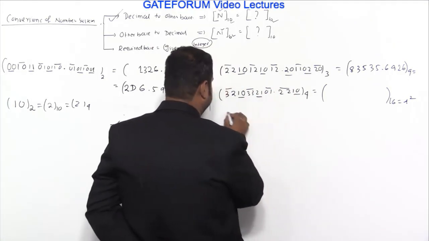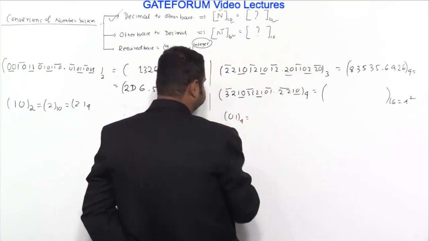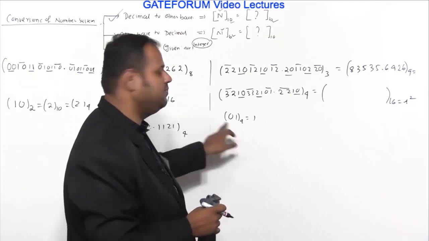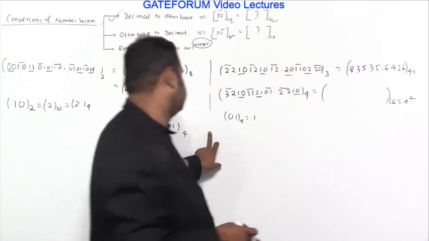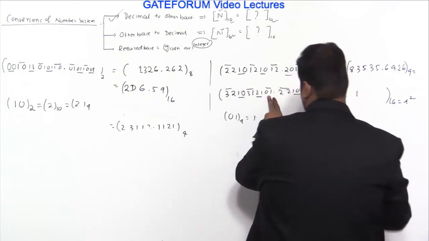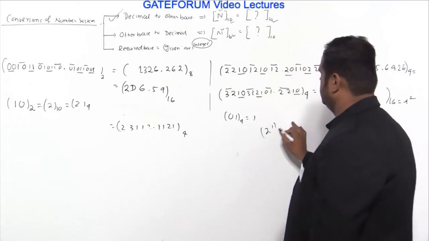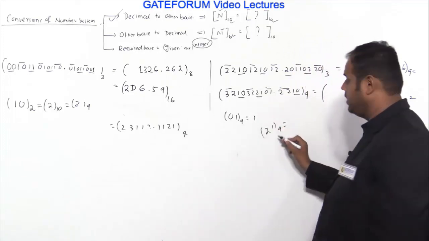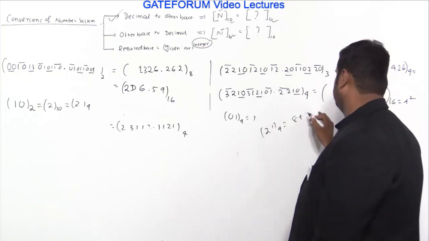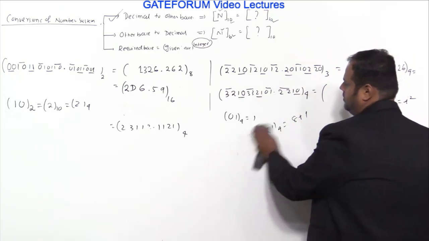Okay, so coming to 0 1. What do you get in base 4 if you expand this? This happens to be 1 itself, isn't it? 4 power 0 into 1 plus 0 into 4 power 1. So that is 1 itself. So 0 1 is replaced by 1. Then 2 1. If you see, this is 4 power 1 into 2, which is 8, plus 4 power 0 into 1, which is 1. So 8 plus 1 is 9.